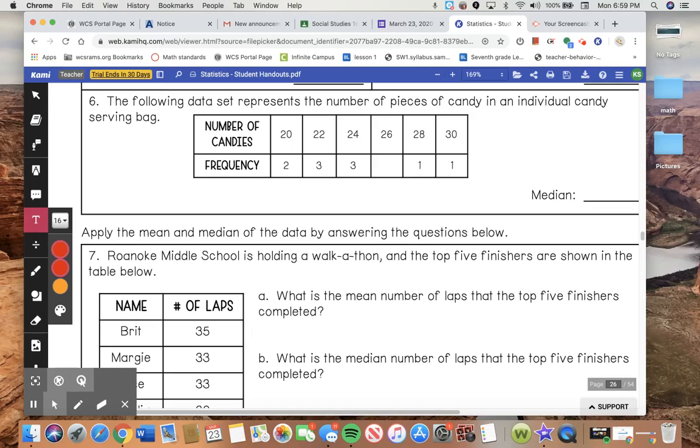I ended up skipping number 5 because there's something wrong with it. I didn't really like it. So we're just moving on to number 6.